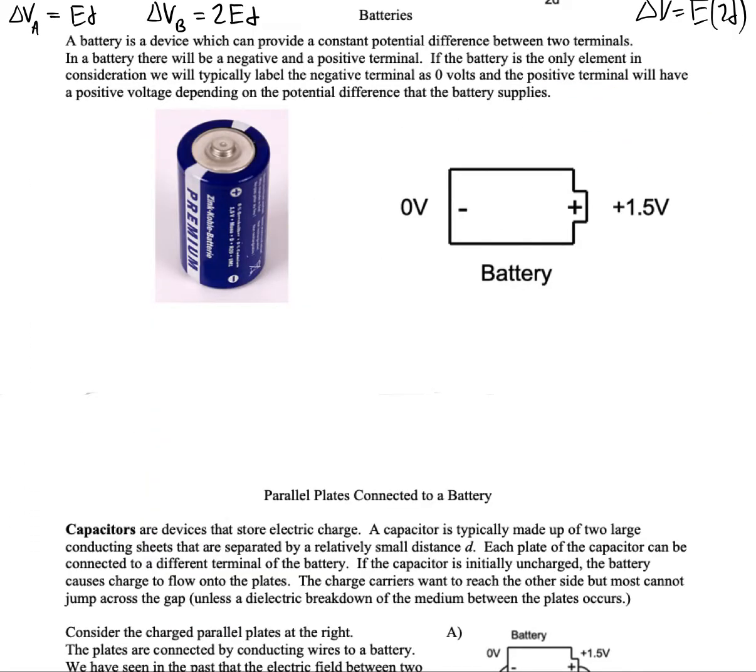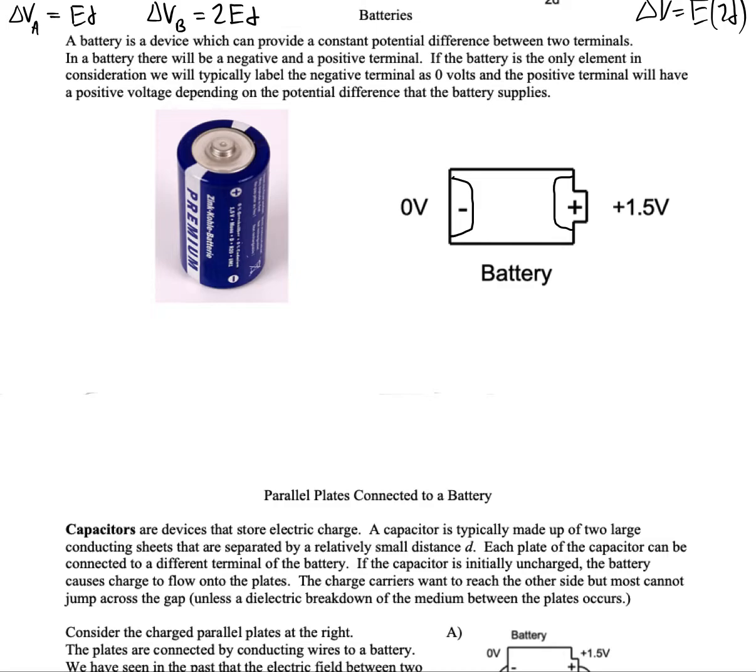A battery is a device which can provide a constant potential difference between two terminals. The terminals are metal conductors, as seen in the picture. The terminals are going to be insulated such that current can't flow directly from the positive to the negative. If it was allowed to flow through a conducting wire, we would have what would be known as a short circuit. We don't want that.